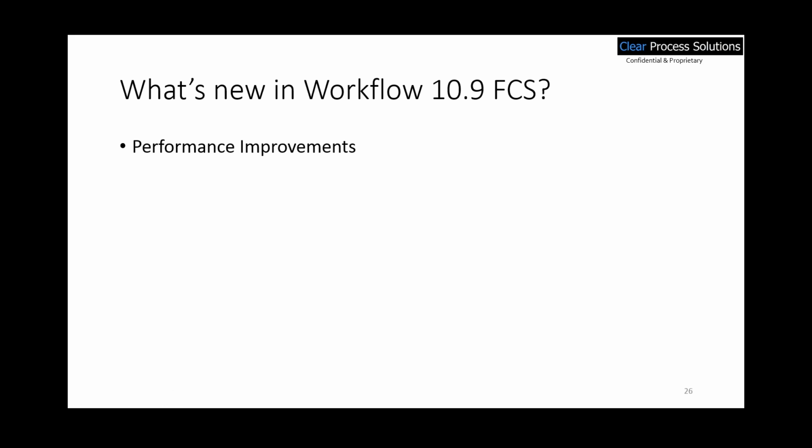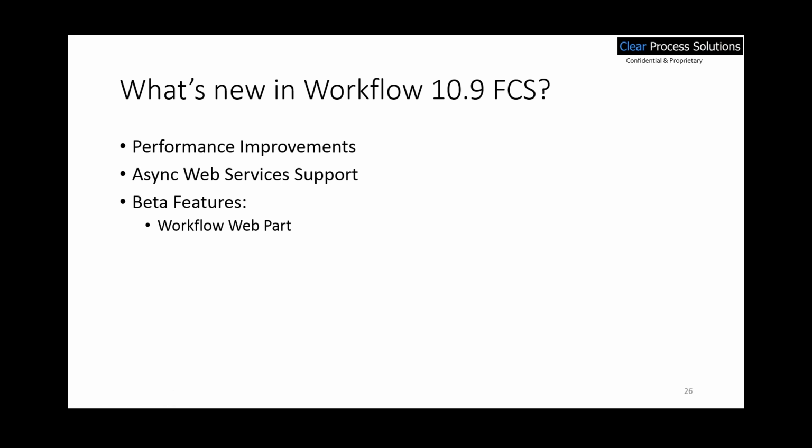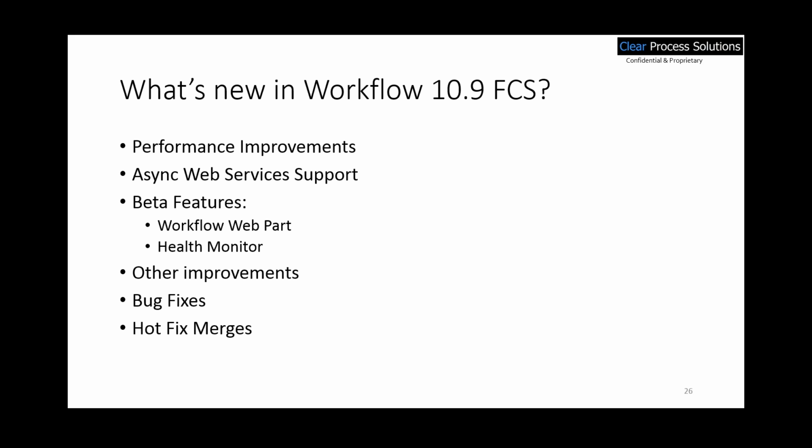For Winshuttle Workflow 10.9, there were a lot of improvements around performance, around asynchronous web services. There's a brand new Winshuttle Workflow web part that I'm really excited to see and use, because one of the things a lot of people are struggling with is performance on their site. And one of the slowest performing web parts is that process list, because it has to loop through all of your data that's in Winshuttle. So Winshuttle saw that and said, well, how can we fix it? Well, they decided to write a brand new web part. And that web part has some very interesting features and functionalities to it.